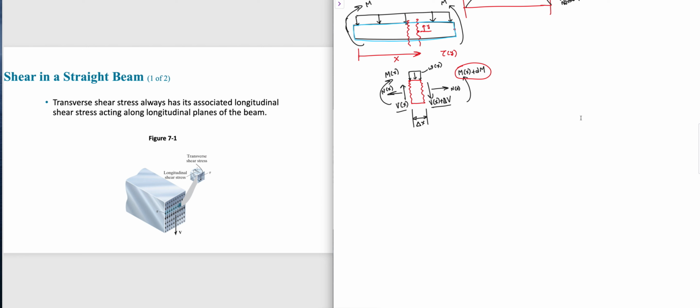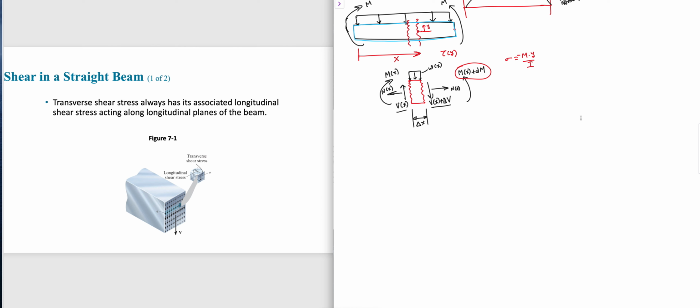Or sorry, towards normal stress. So what we know from previous classes, sigma is negative M y over I, right? That's something we know from previous class. So we will use M and we will represent something in terms of sigmas.